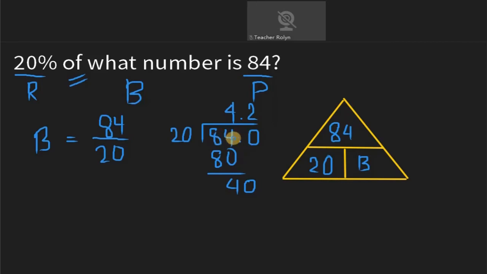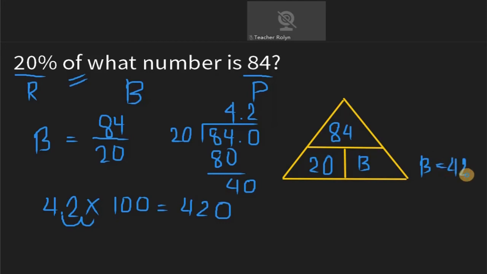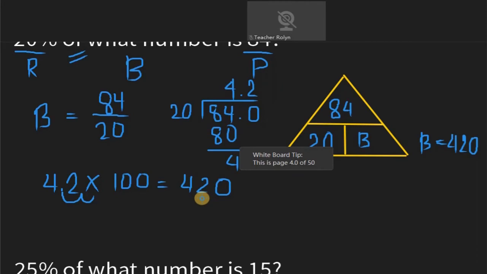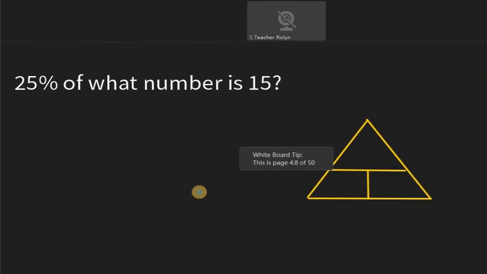Kasi when we divide 84 by 20, 1% pa lang ang nakuha natin. So let's multiply the final answer by 100. So that means 4.2 times 100, or kapag nag-multiply tayo ng 100, we just move 2 places to the right, 1, 2. So that will give us 420. So that means our base is equal to 420. Okay? Let's proceed now to the next example.